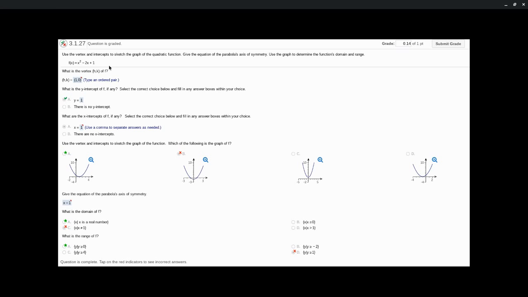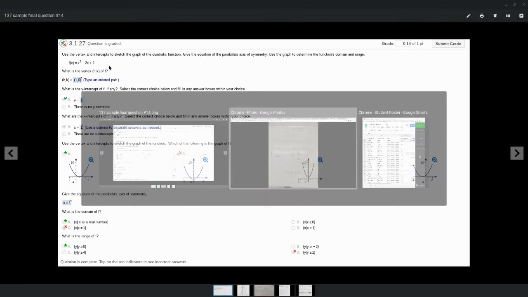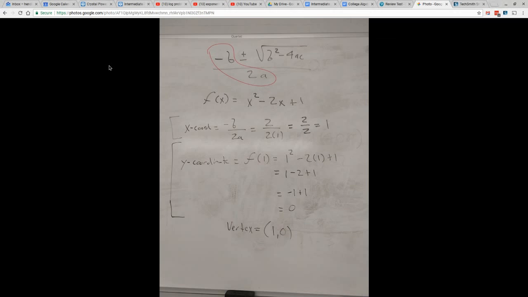So if you have the equation in standard form, there's a couple ways to go about it. The first one is to use this little trick, and you'll recognize the top here is the quadratic formula. Well, the first part of the quadratic formula actually will give you the x-coordinate of the vertex. So if I look at the quadratic function, I can find the x-coordinate just by using negative b over 2a.